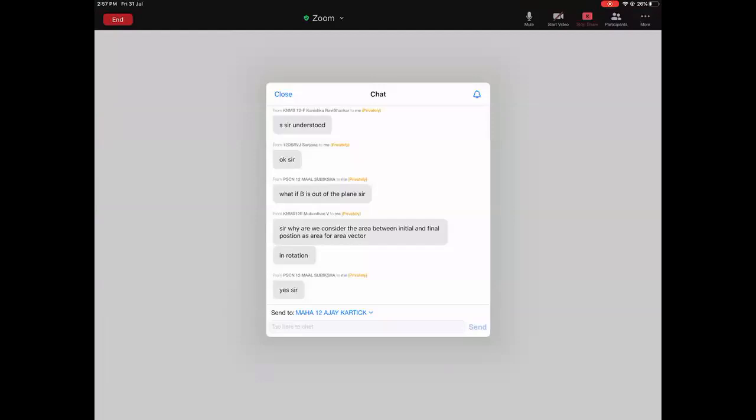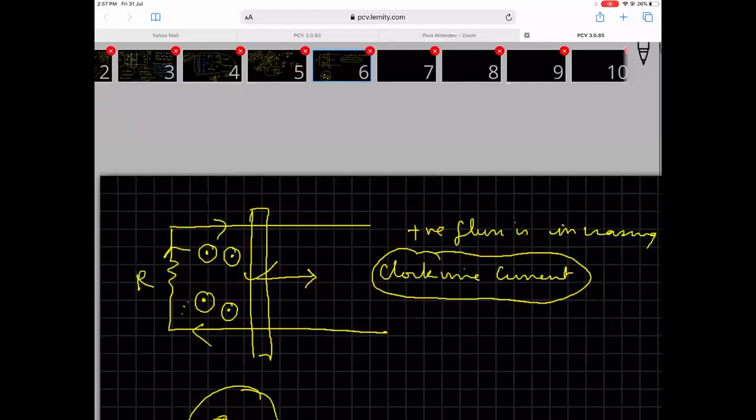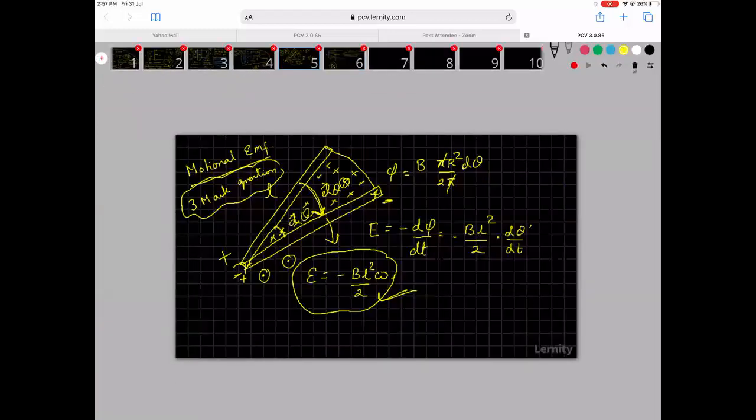Why are we considering the area between initial and final position as the area for the area vector? I put d theta, no? It doesn't matter. Wherever you consider, I put d theta. So because I put d theta, it doesn't matter wherever it is. What do you want to consider? This angle here is d theta. So wherever you take, it is the same thing, no? Nothing is going to change there.